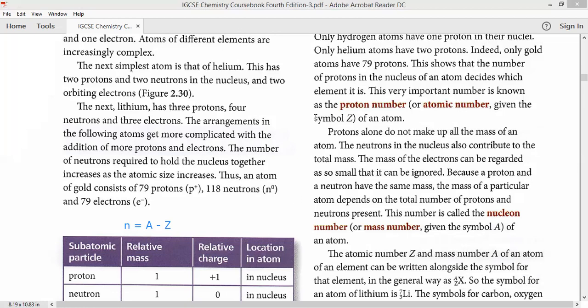So the example given over here is for lithium. That's given on these last lines, and that's how it's written. So this method would be the method used in papers. So they're writing A on top and Z at bottom. I hope that clarifies it. Now let's move on.